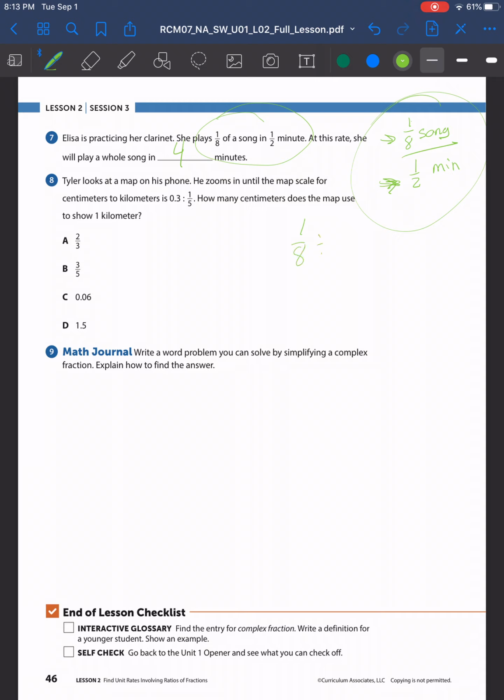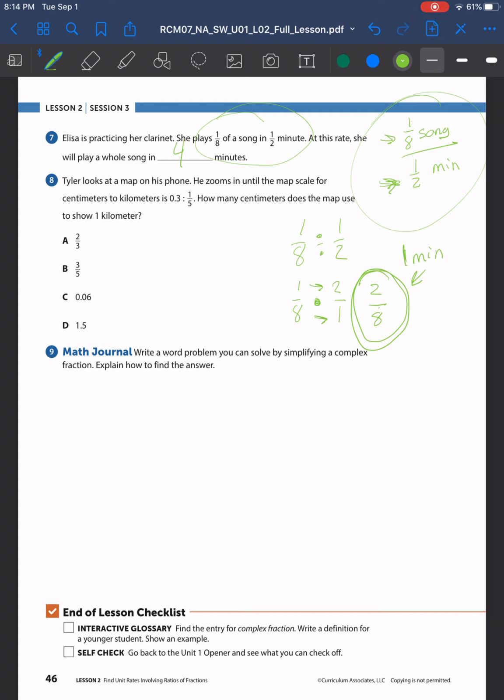I'm actually just going to divide this. 1/8 divided by 1/2. How do I divide fractions? I skip it, I flip it, and I multiply. 1 times 2 is 2. 1 times 8 is 8. That's 2/8. Now hold up. That's my unit rate. Isn't that what we literally just saw with my big chart that I made? That means for every 1 minute, she goes 2/8 of a song.